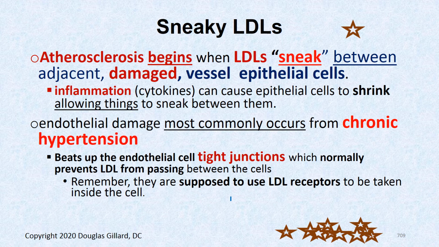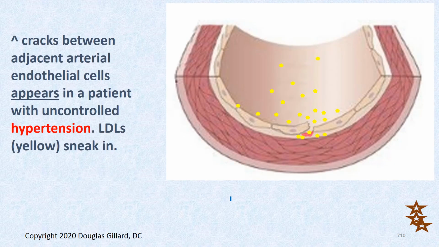Endothelial cell damage most commonly occurs from chronic hypertension, right? And then as the beaver dam occurs, the hypertension gets worse and causes a wider area of sneaking LDL cells, and it expands the atherosclerotic process. Right? The hypertension beats up the tight junctions. I won't get into them again. We've talked about those. And yeah, the LDLs aren't supposed to sneak in.